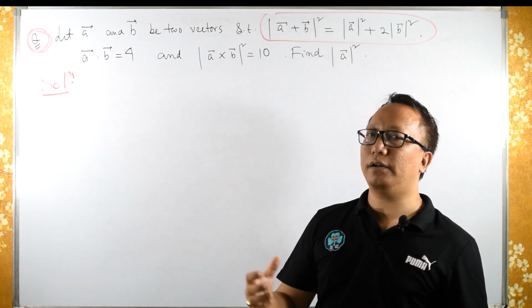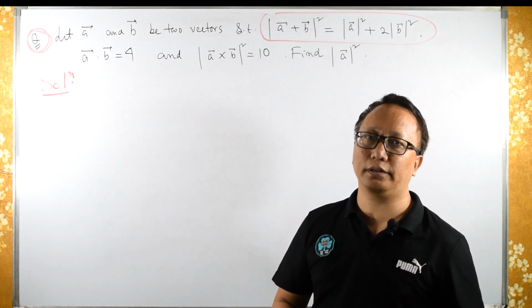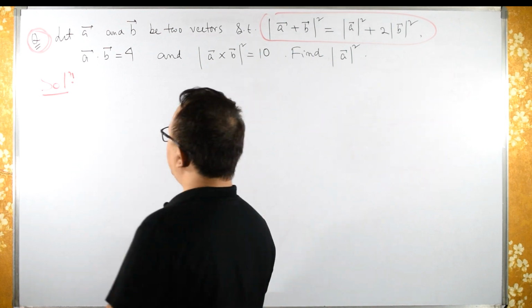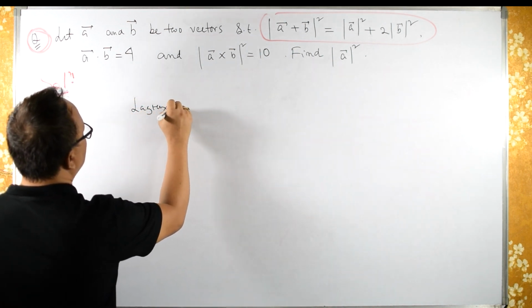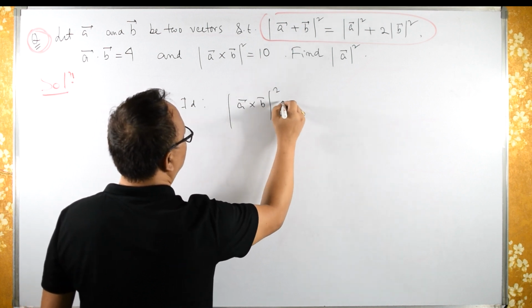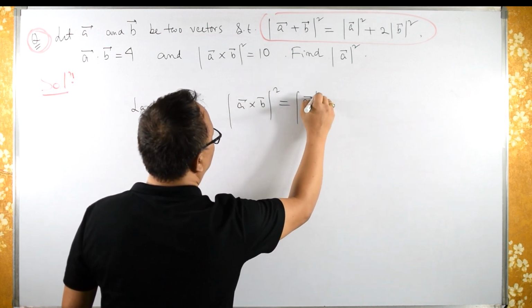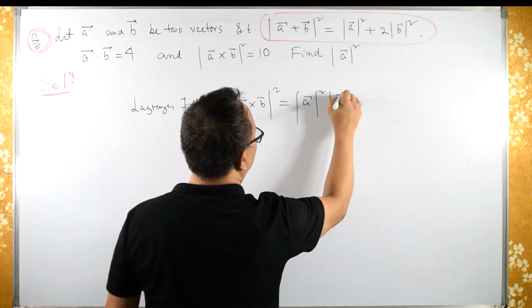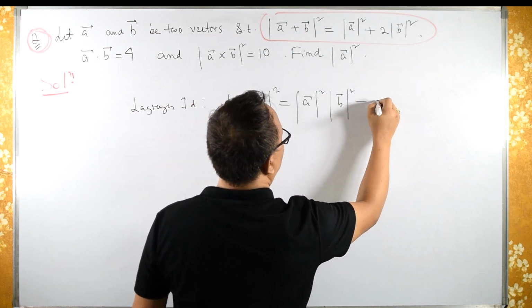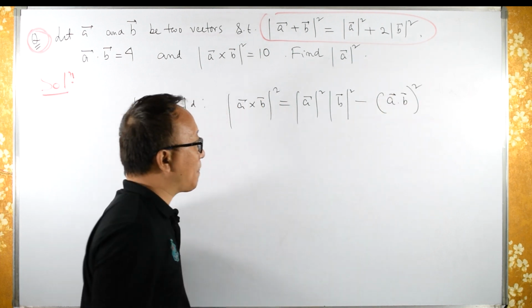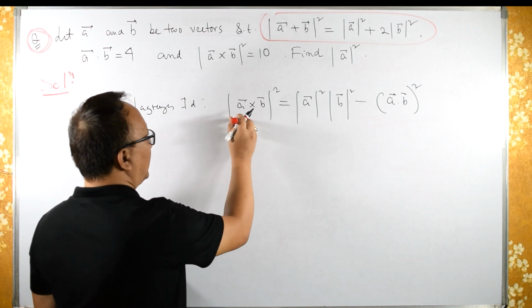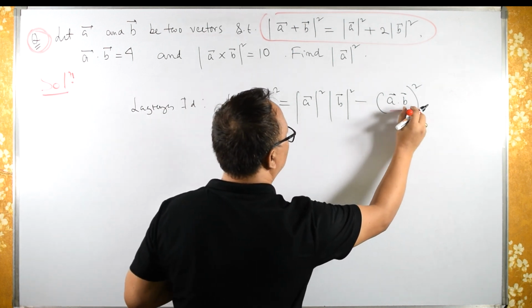So we need to relate dot and cross product. What is the formula which relates dot and cross product? That's Lagrange's identity. Lagrange's identity says magnitude of A cross B the whole square is given by magnitude of A whole square into magnitude of B whole square minus A dot B the whole square. So this gives the relation between cross product and dot product.